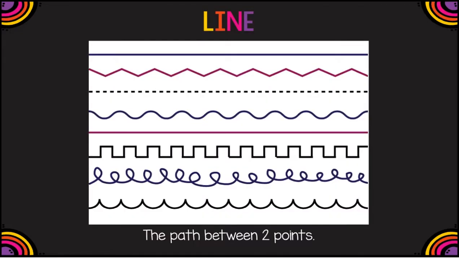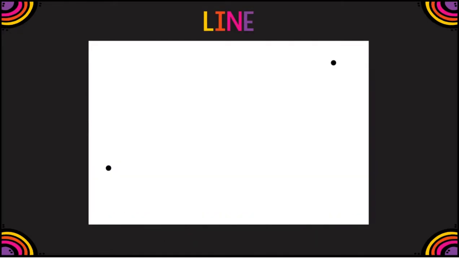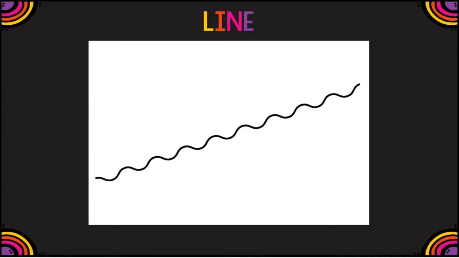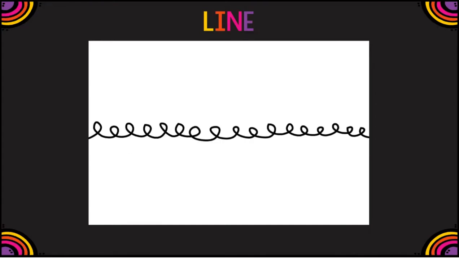Line. Line is the path between 2 points. Here you can see 2 points. When you connect them, you have a line. There are many different types of lines, such as straight, wavy, zigzag, and loop-to-loop.